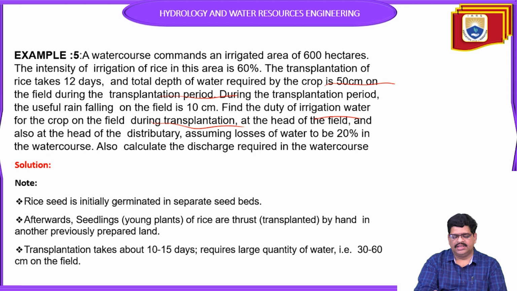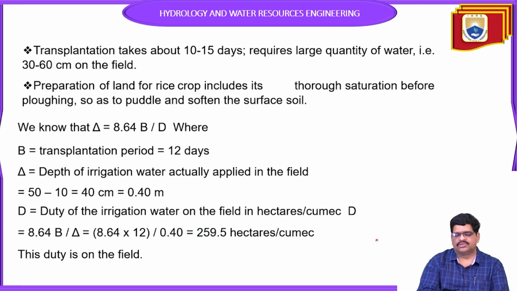Rice seed is initially germinated and separated. Okay, let us see that one. After the withdrawal of the seedlings, the young plants are transplanted, so you prepare the land for this young stage. Transplantation can take 10 to 15 days, and the quantity of water required is equal to 30 to 60 centimeters on this field.